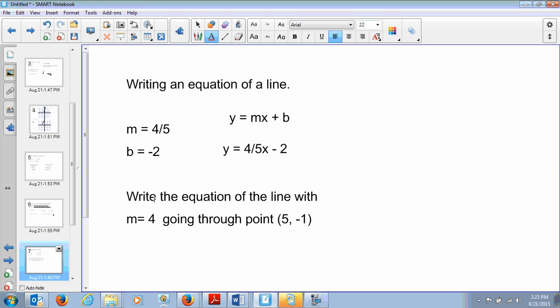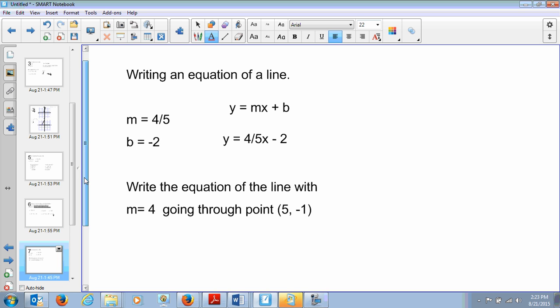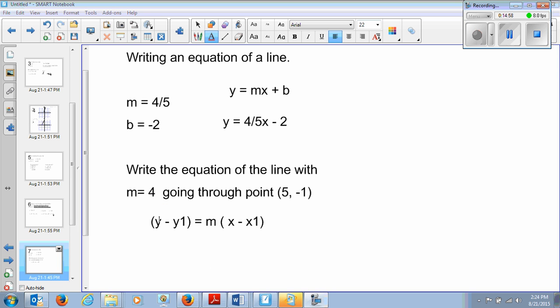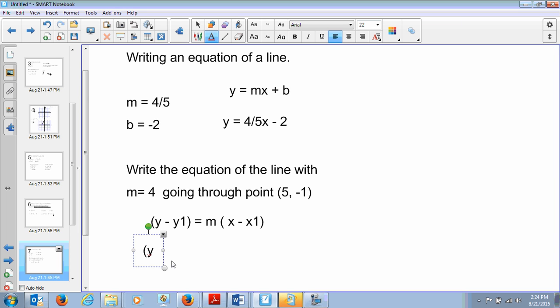The next one, write the equation of the line with slope 4 that goes through this point. If there's a point in there and a slope, we want to use point slope form. Here's your point slope formula. So now we just need to take these numbers and plug them in. So I do y minus my y coordinate. It's not the 5, it's the -1. And y minus -1 really turns into y plus 1. Equals the slope, which is 4, times x minus my x coordinate, which is 5. Right there is the equation of that line. It's in point slope form because they gave me the point and they gave me the slope.